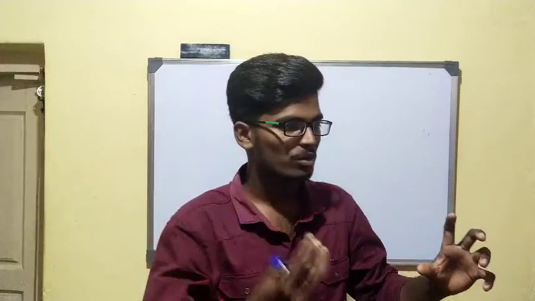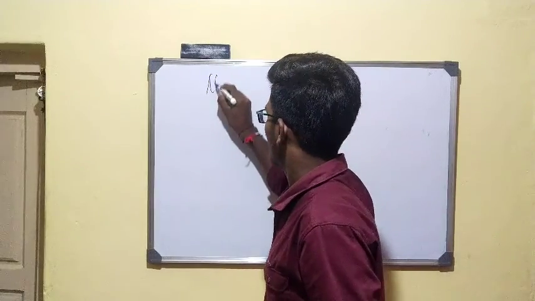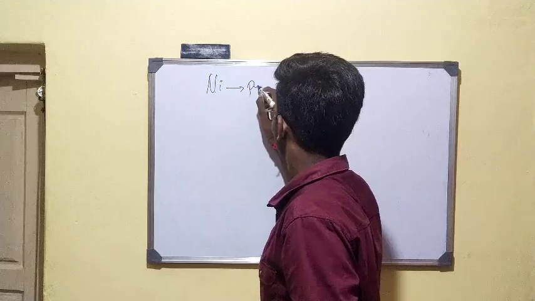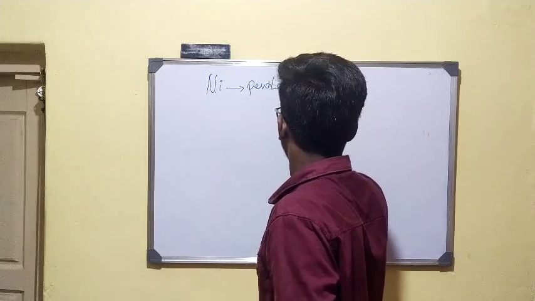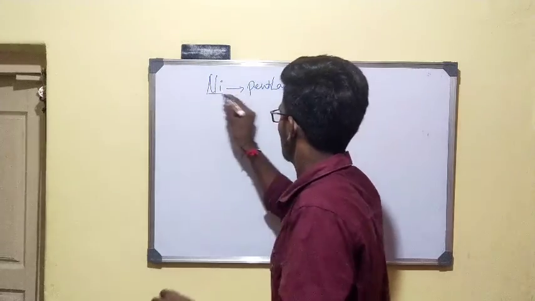In one of my last videos, I discussed the general steps involved in the isolation or extraction of metal from a respective ore. But in this video, I would like to discuss the extraction of a metal like nickel from the ore of nickel, that is pentlandite ore. This is the discussion for this class.